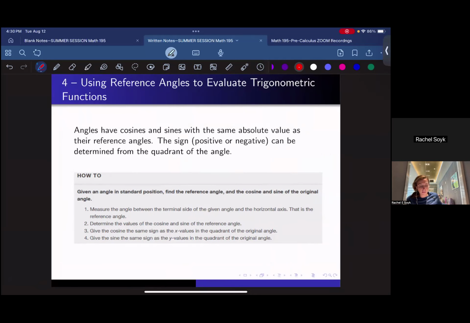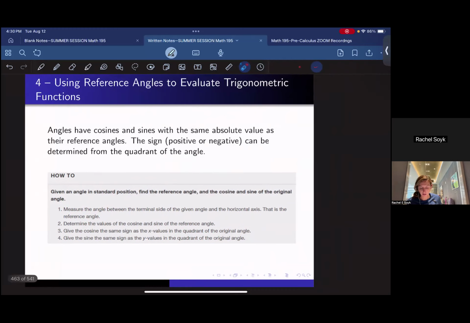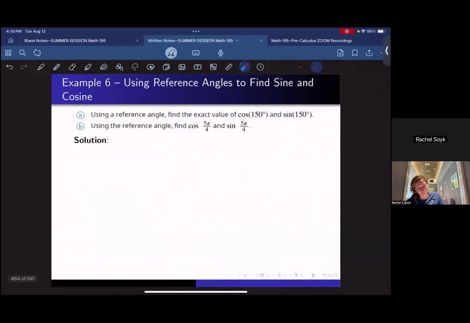Objective 4 is being able to use reference angles to evaluate our trigonometric functions. If we're given an angle in standard position, then we find the reference angle, and then the cosine and sine of that original angle. So now let's practice this. We're going to use the reference angle and find these exact values.